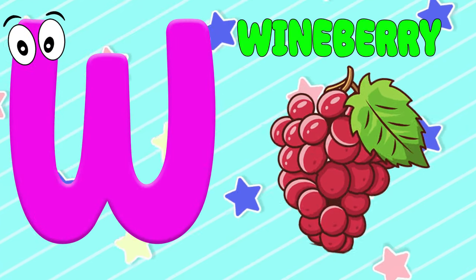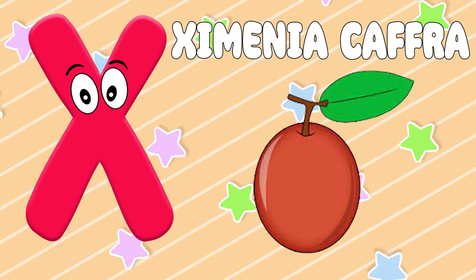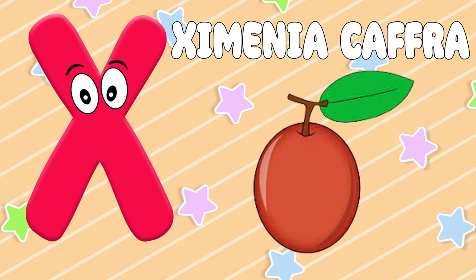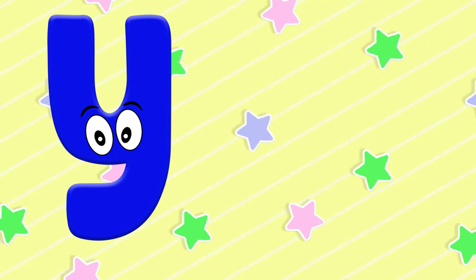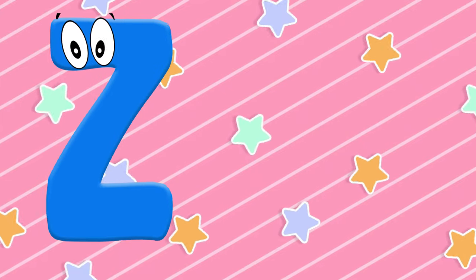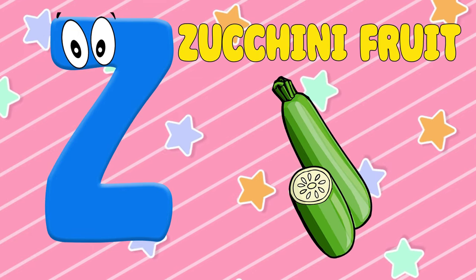W is for wineberries. X is for Xigua Samania. Y is for yam. Z is for zucchini fruit.